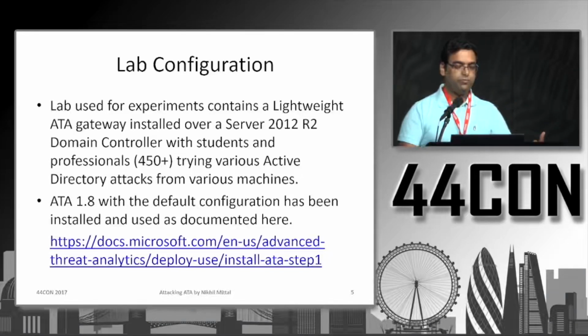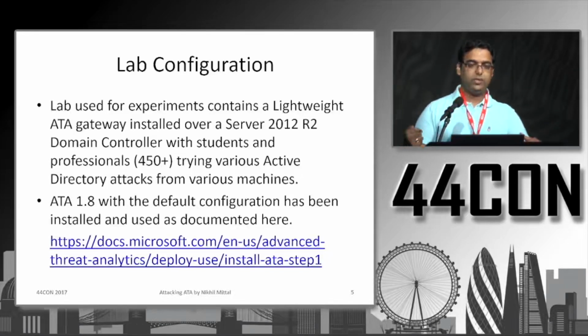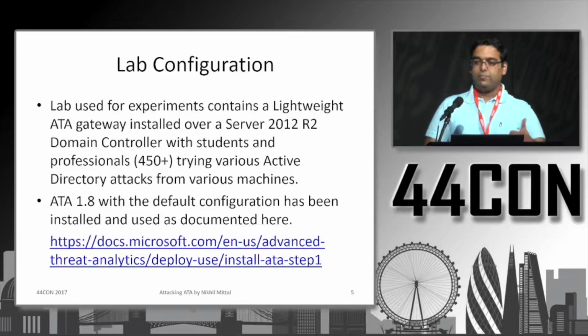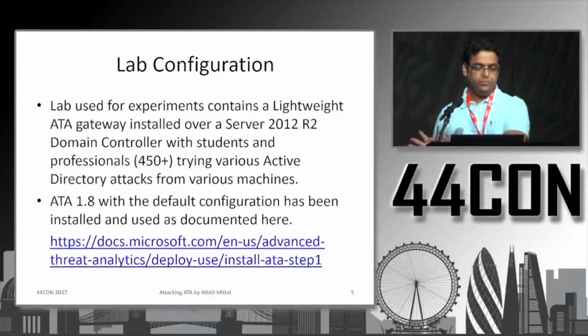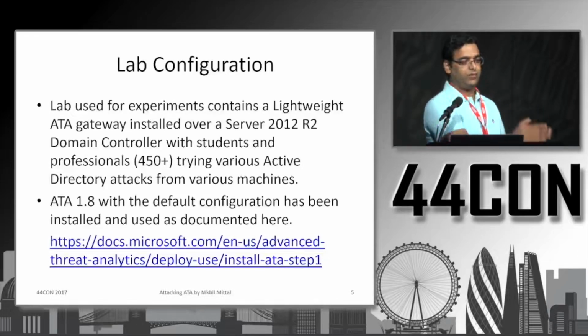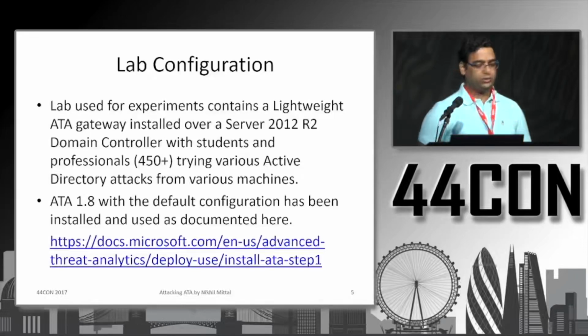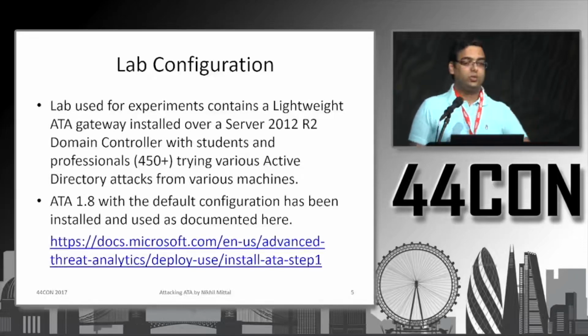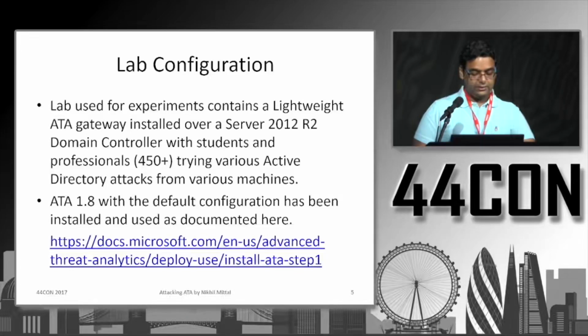Over the past almost 1 year that I've been using ATA, more than 450 of my students or attendees have tried attacks against ATA. So if we find any bypass for any anomaly-based detection, that is quite sure to be a solid bypass. If you can see so many professionals and hackers trying things across an installation, and still there is no detection, that means the bypass is a solid one.